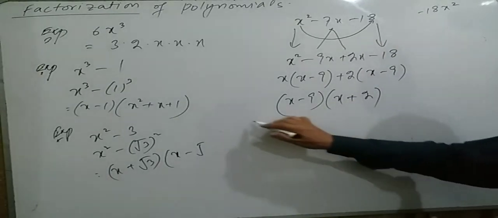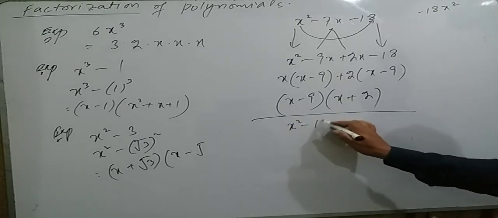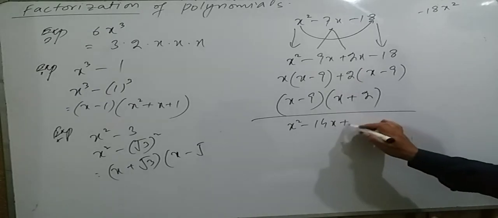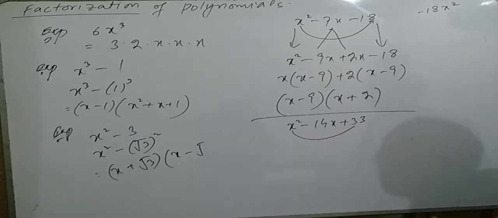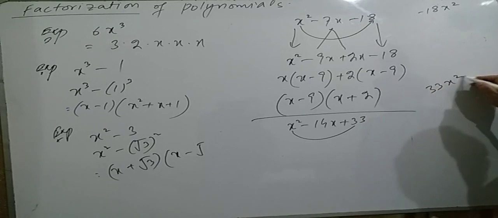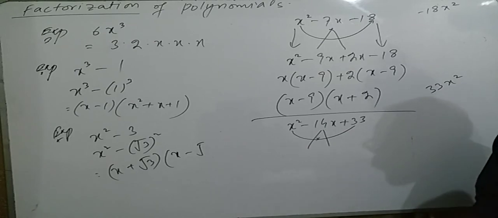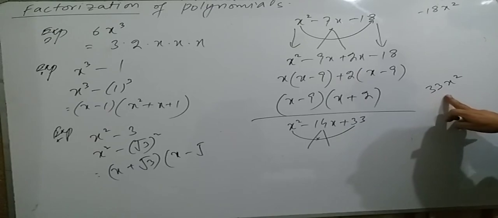Let me solve another example related to factorization. Suppose we have x square minus 14x and plus 33. Again we have three terms. Multiply first and last, so it will become 33x square. Then make two parts of the midterm. The addition or subtraction of those parts should give you minus 14x, and the multiplication should give you 33x square.